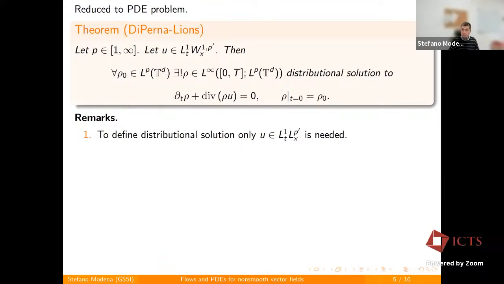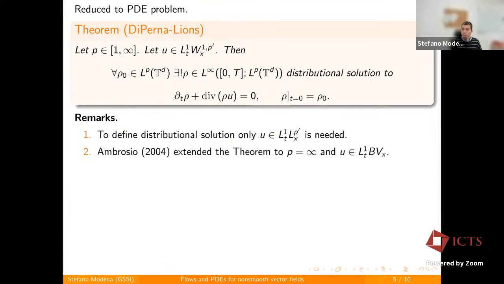Now, what the theorem is saying is that if your vector field is not only here, but its derivative is also in this space, so if the field is W1P prime in space, then we can prove existence and uniqueness of solutions. But in order to define distributional solution, this is enough to make sense. So this is the first remark.